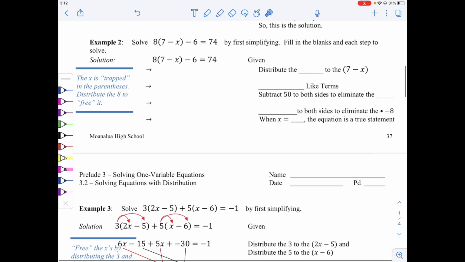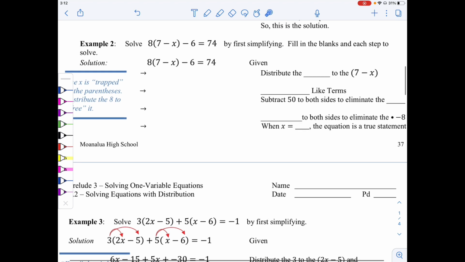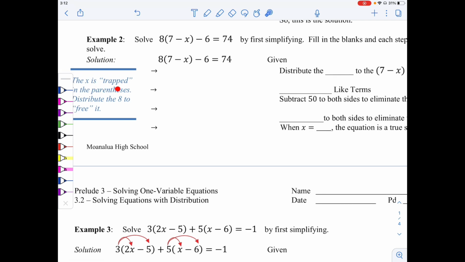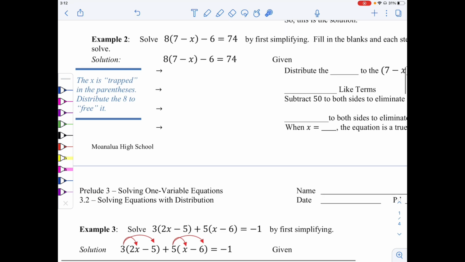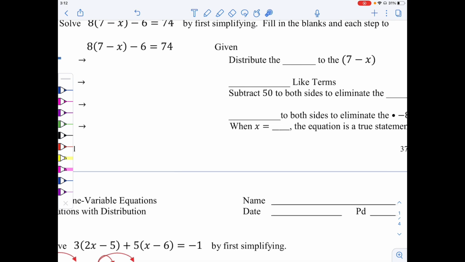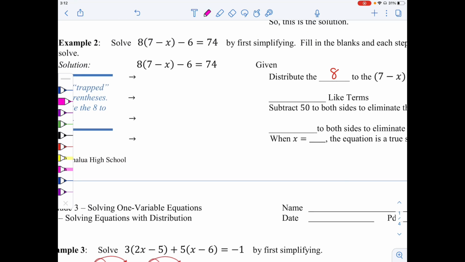Example number 2. We're going to solve this. First we have this parentheses here, so we have to free x by distributing. x is trapped in the parentheses. We have to free it by distributing it. So we have to distribute the 8 to 7 minus x first. Remember, we do 8 times 7 and 8 times negative x. Remember that number is a negative.